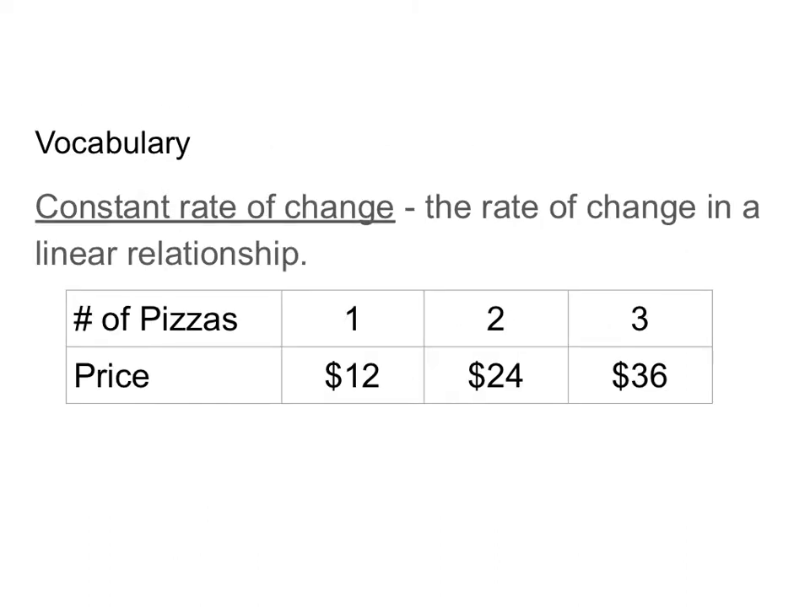All right, so the constant rate of change is the rate of change in a linear relationship. Linear just means a line. So if you were to graph it, it would be a line, okay? It just means that it's changing at a constant rate. So for every one pizza, it's $12, and if I have two pizzas, I just keep on adding. So it's the same. It could not always be constant.